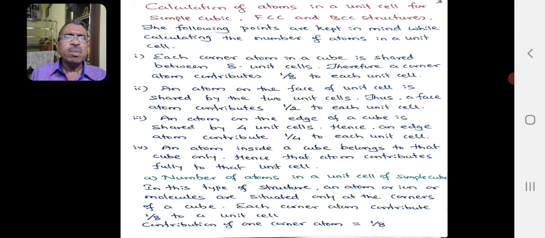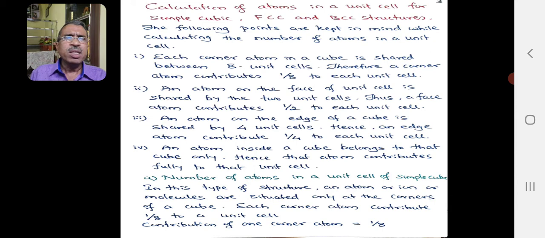An atom on the face of a unit cell is shared by 2 unit cells, that is, the side of another cube. Thus, a face atom contributes half to each unit cell. An atom on the edge of a cube is shared by 4 unit cells. Hence, an edge atom contributes 1/4 to each unit cell.